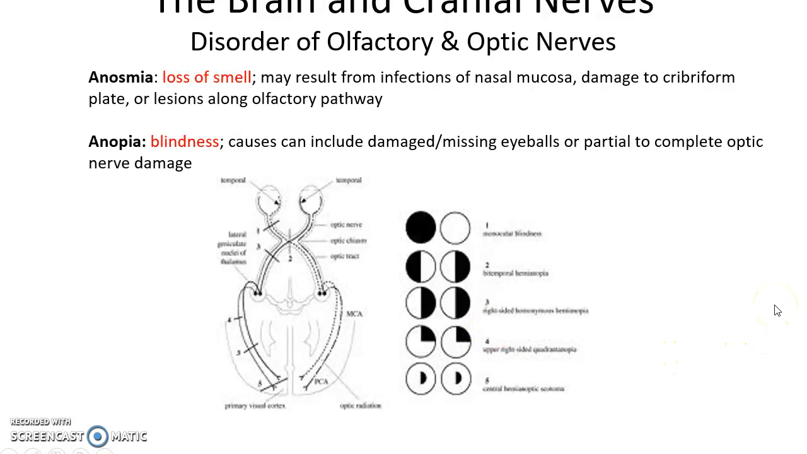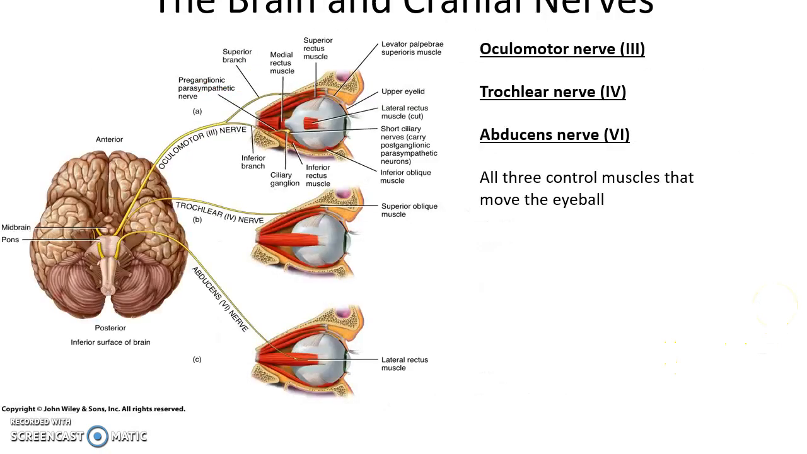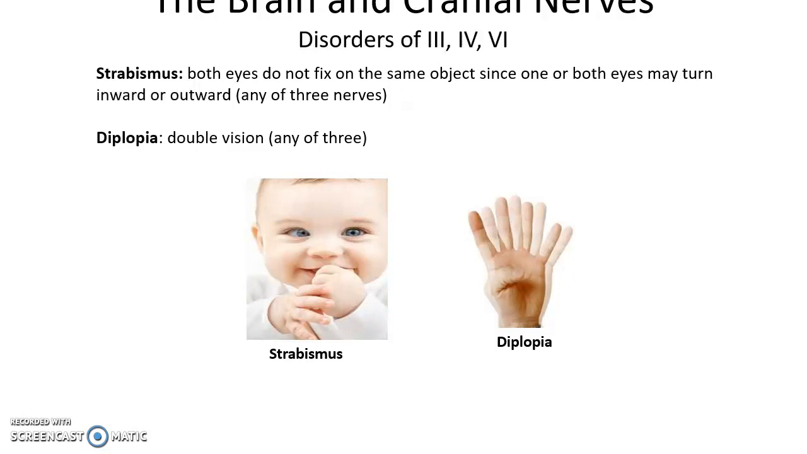It's very complicated, potentially. All right, you have the oculomotor nerve, cranial nerve 3, trochlear nerve, cranial nerve 4, abducens nerve, cranial nerve 6. These three control the muscles that move the eyeball. Damage to them could lead to strabismus, where the eyes don't line up with each other.